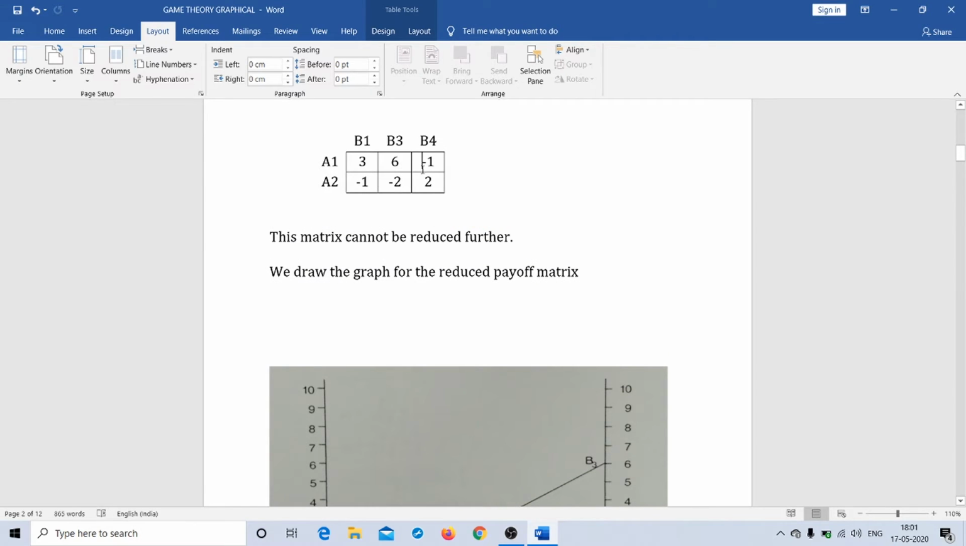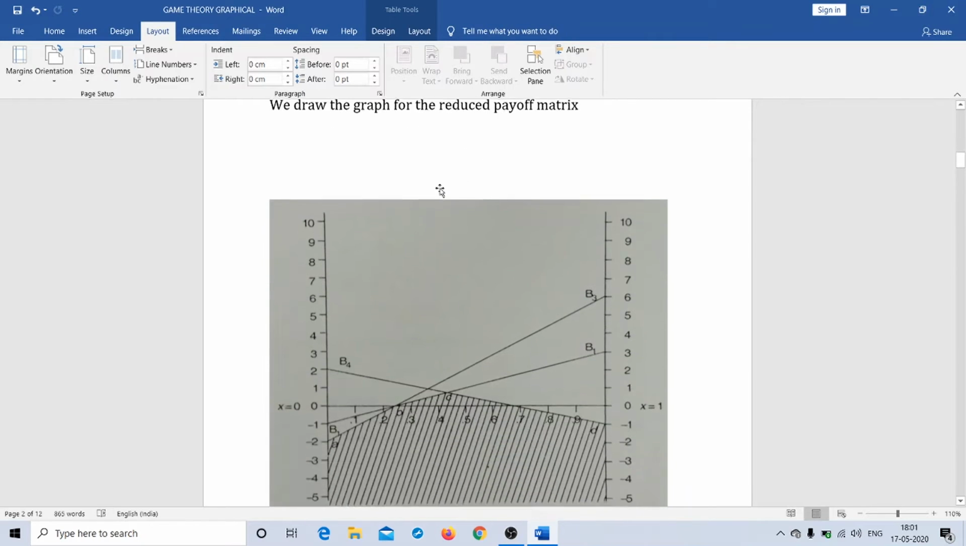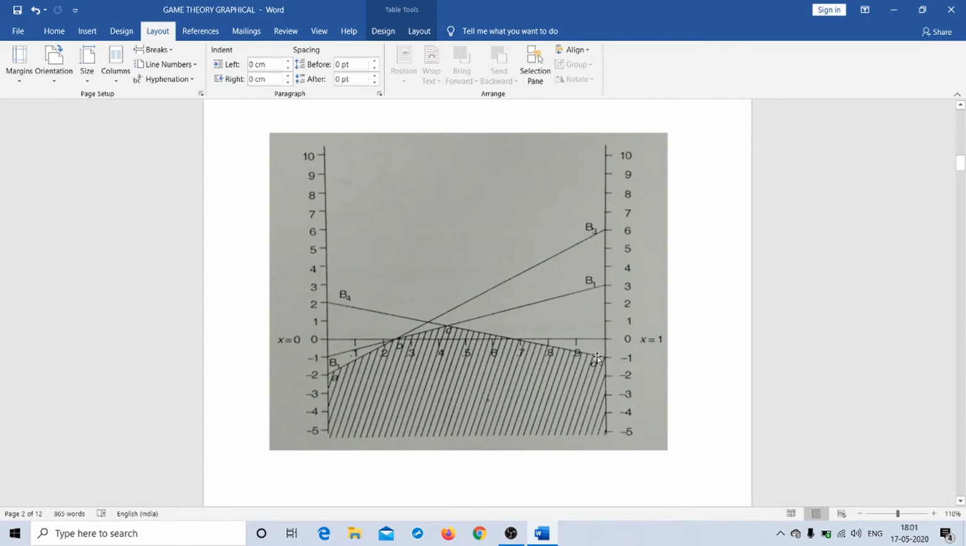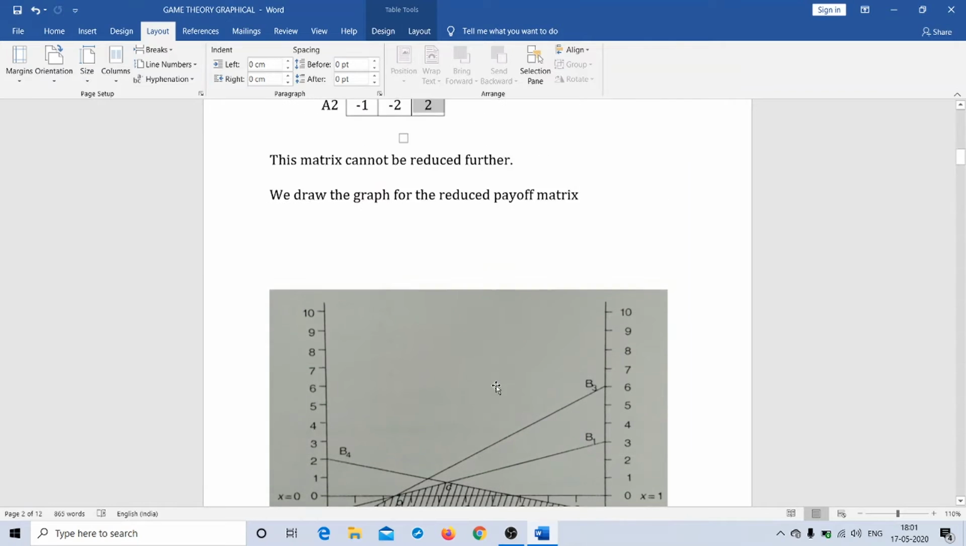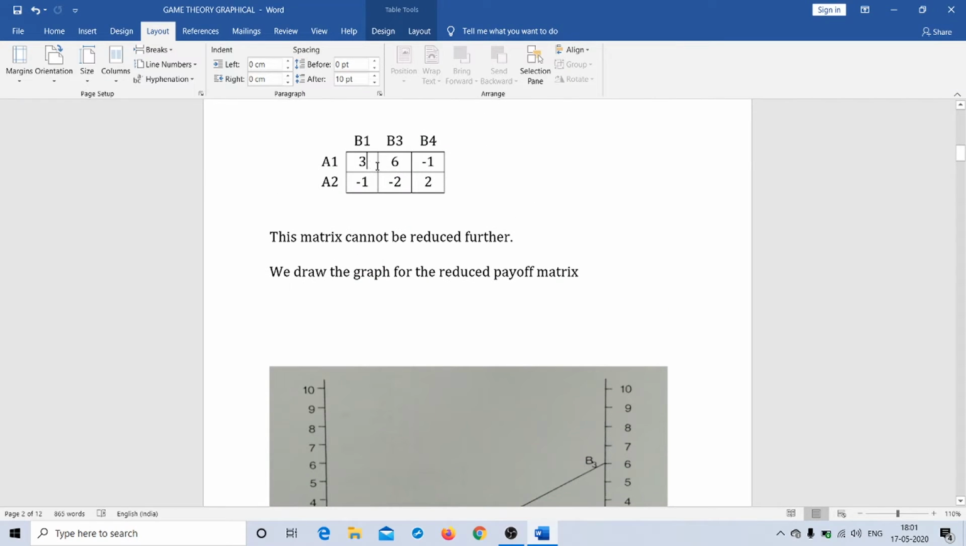Similarly, I draw the line from minus 1 to 2. Minus 1 is my A1 strategy and 2 is my A2 strategy. So the line is drawn from minus 1 to 2, and this belongs to the B4 strategy. So all these 3 lines have been drawn on the graph, which belong to the B1, B3 and B4 strategies.